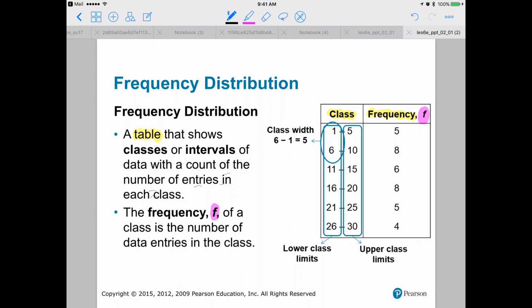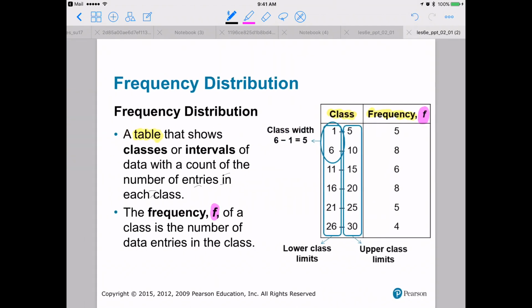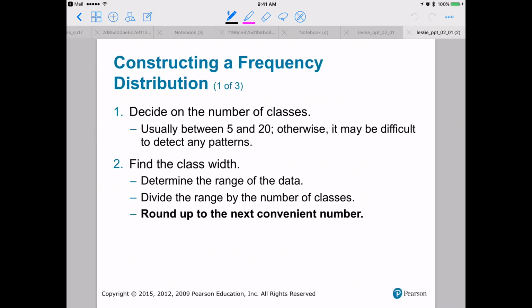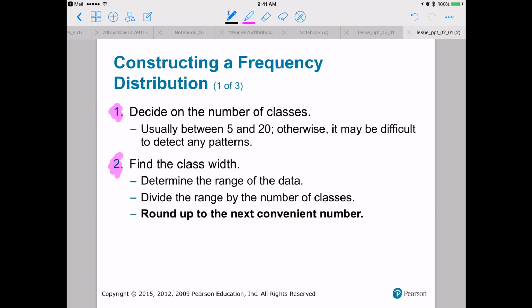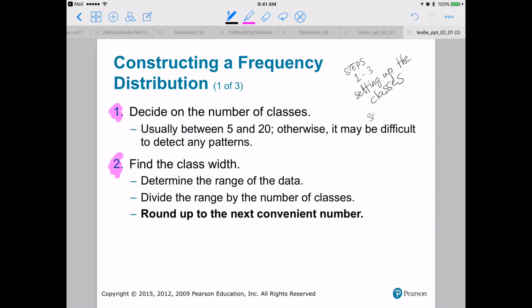So when we are constructing a frequency distribution, we're going to have essentially three things to do. Steps 1, 2, and 3 involve setting up the classes. Classes are essentially groups, right? So classes are intervals, that's another word for it. And then steps 4 and 5, you're setting up the frequencies.